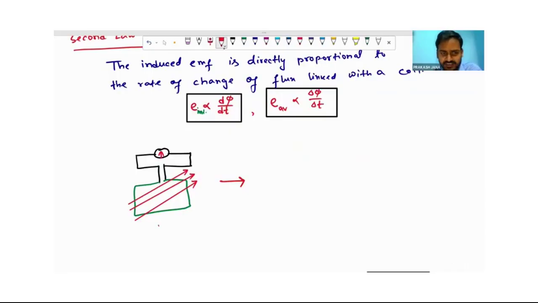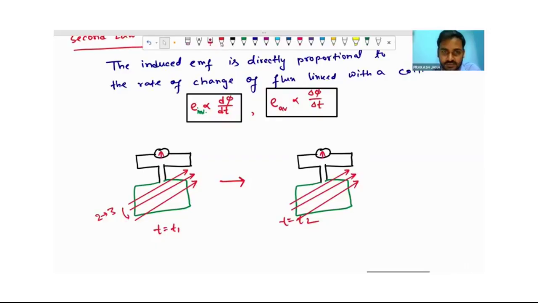Okay, for the time being, at time t equals t1, there is a change in magnetic field, suppose 2 to 3. Initially there were 2 lines of force, and at time t1 it gets changed to 3 lines of force, and at t equals t2, suppose I'll add some lines of force at time t2. There are 5. How many? 1 2 3 4 5. Let us make it 6 lines of force up there.